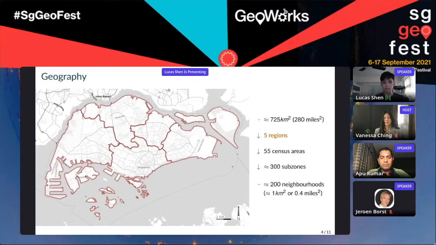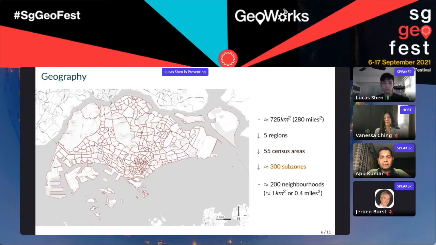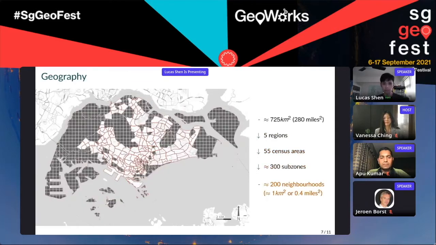This is a map of Singapore with 5 census regions, which you can break down further into 55 census areas, which can be further broken down into more than 300 subzones. Once we drop the subzones that do not have residential data, we end up with about 200 subzones, which for ease of exposition in this study, we call neighborhoods. I emphasize that our definition of neighborhoods is not necessarily the same as the government's definition. And the neighborhoods on average are small, about 1 kilometer square or 0.4 square miles.